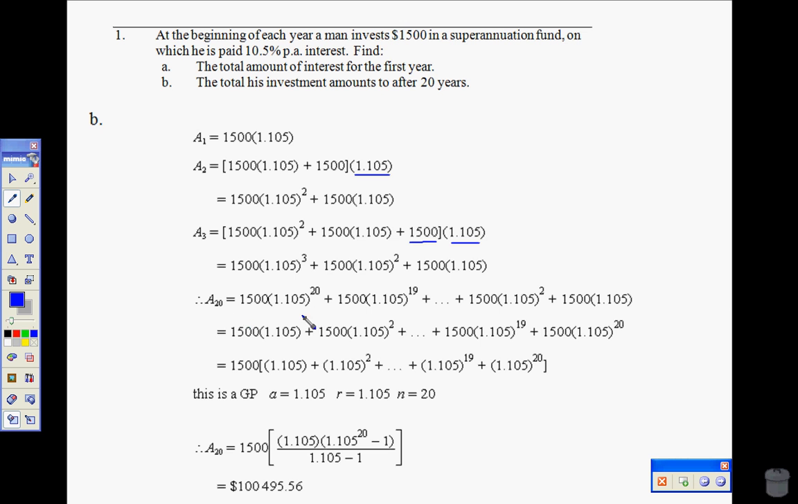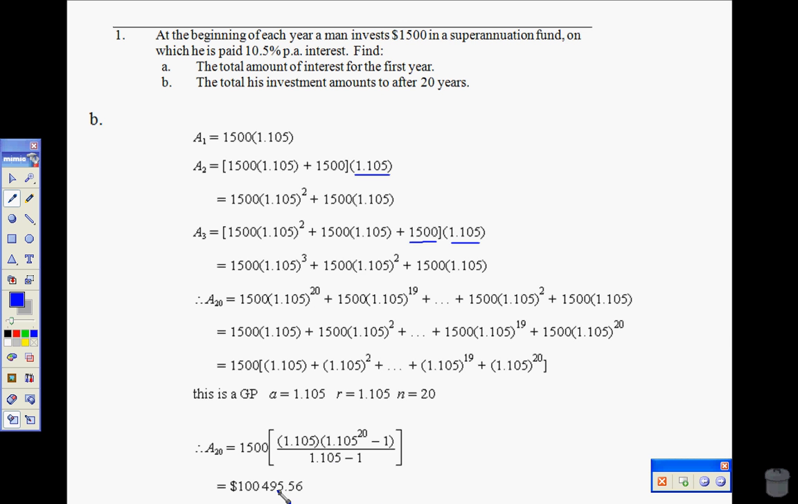So with this question, what I'm going to do is rearrange my terms as I did before. I'm going to take the smaller ones down the front, just so I can see my geometric progression. And this is what you've got to do all the time: set up a geometric progression. Factorize the 1,500 out, and then I've got my terms there. I can see it's a nice geometric progression with a first term of 1.105. It's got a common ratio of 1.105, and there are 20 terms because I made 20 investments. So apply the sum of the geometric progression formula, and then do the calculation.